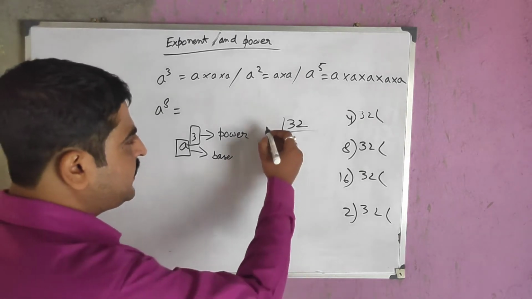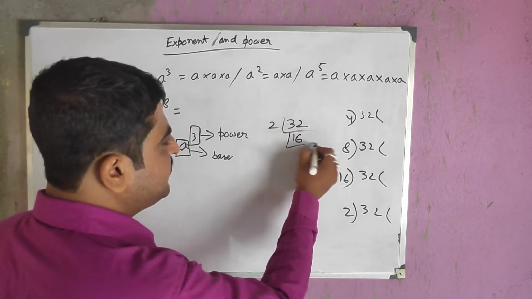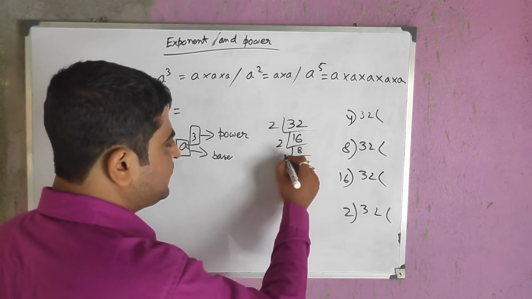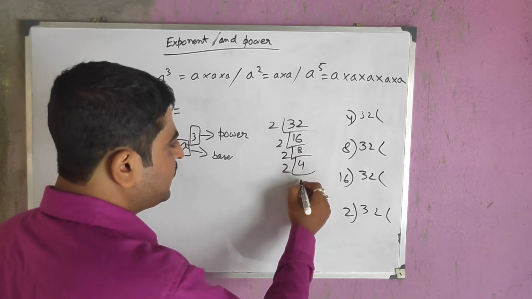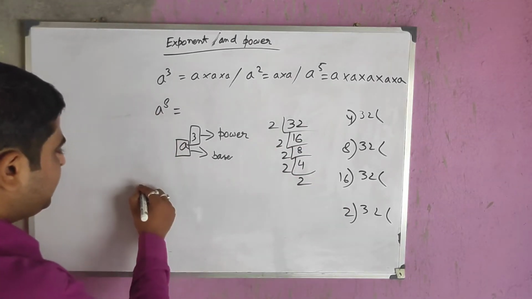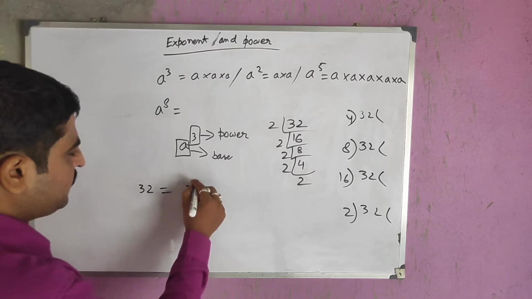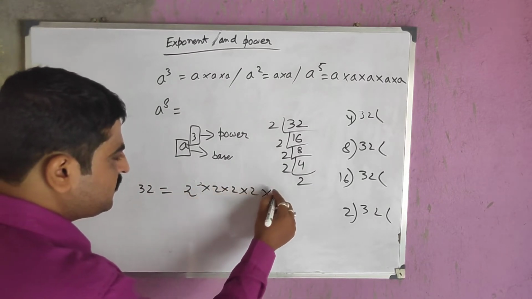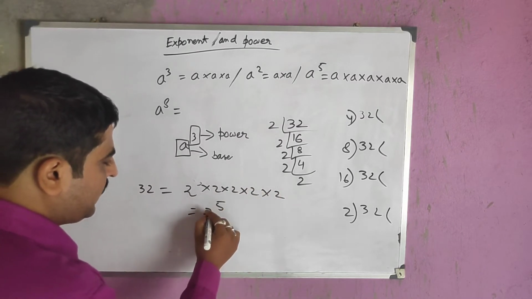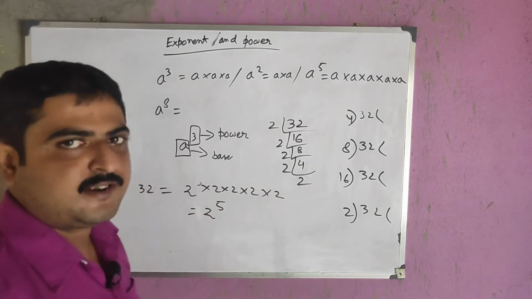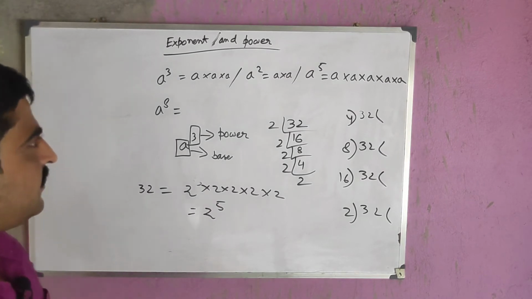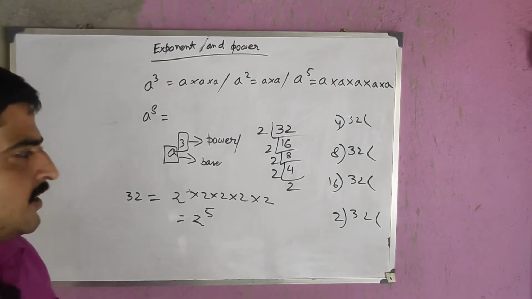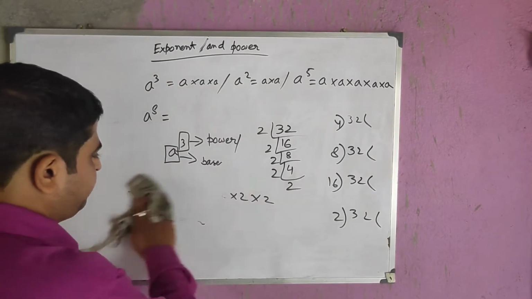So if we divide 32 by 2, we will get 16. Again we can divide 16 by 2, it will give us 8. Again same thing, again same thing. So we can write 32 as 2 into 2 into 2 into 2 into 2, that is 2 to the power 5, where 2 is the base and 5 is the power. So let's start some sums from this chapter.